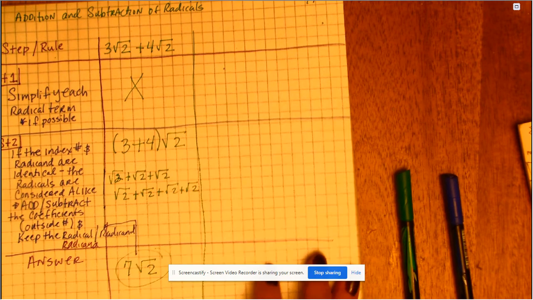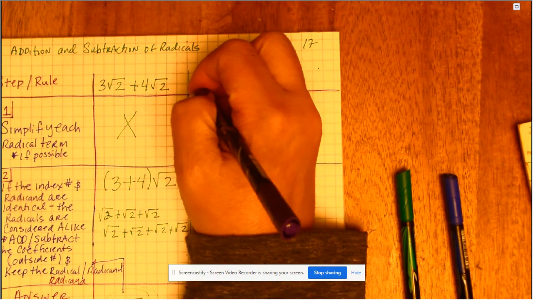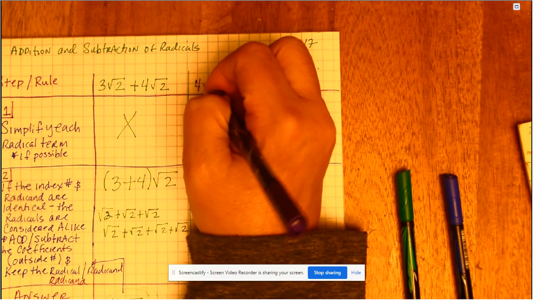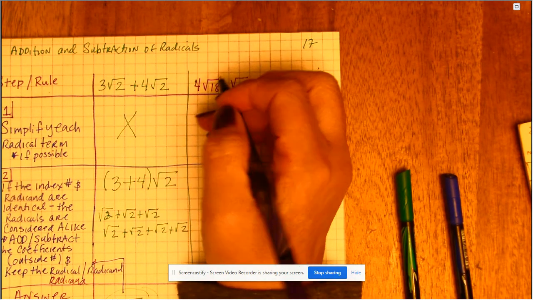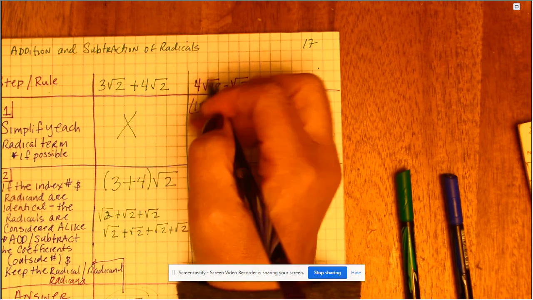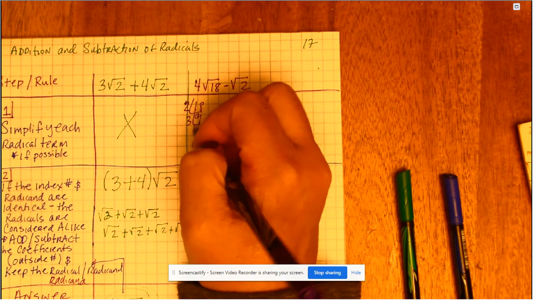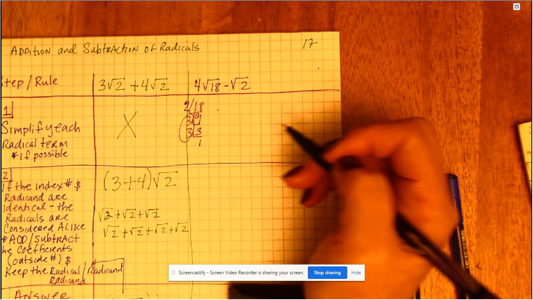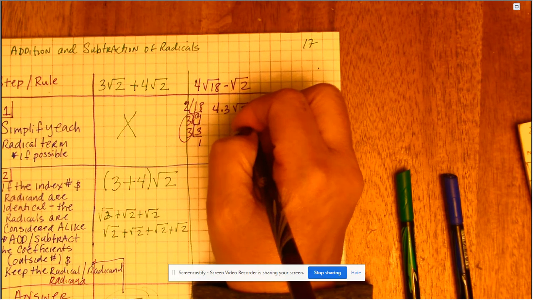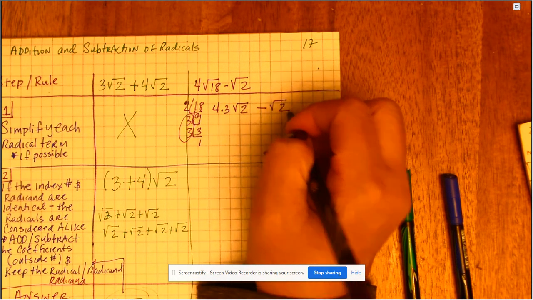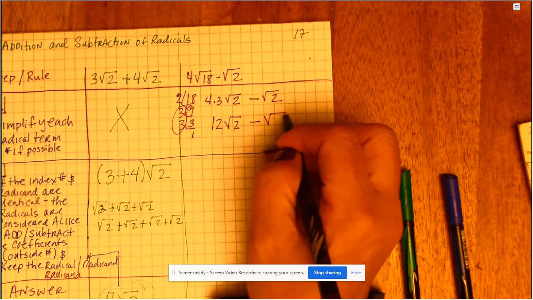Okay, what would that look like if we have something that isn't all the way simplified? Say I have 4 radical 18 minus radical 2. Well, 18, of course, I'd do a birthday cake, and I would get 2, 9, 3, 3, 3, 1. So a 3 is going to be able to come out. So 4 times 3, radical 2, minus radical 2. So I'm left with 12 radical 2 minus radical 2.